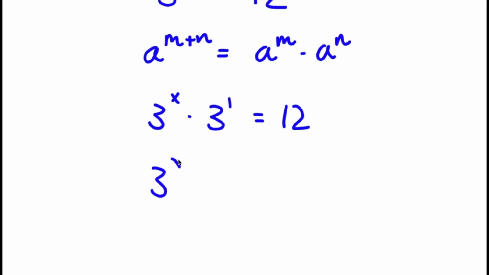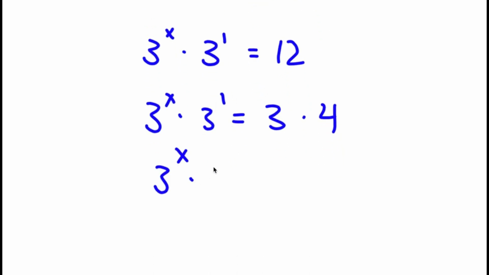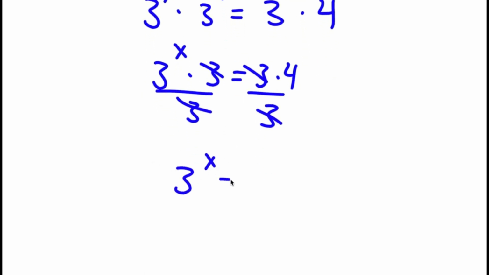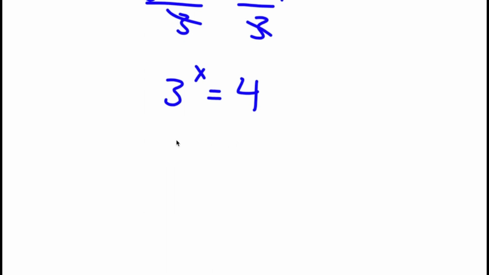Now 12, we can also rewrite as 3 times 4. So now I have 3 to the power of x times 3 to the power of 1 is equal to 3 times 4. Now 3 to the power of 1, that's the same thing as 3, so I have 3 to the power of x times 3 is equal to 3 times 4. So now all I have to do is divide both sides by 3. These two cancel out. Now I'm simply left with 3 to the power of x is equal to 4. Now 4, this is the same thing as 2 to the power of 2. So now I have 3 to the power of x is equal to 2 to the power of 2.